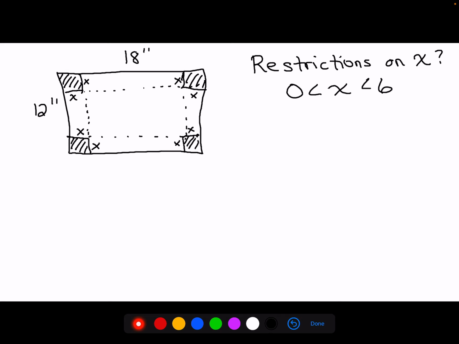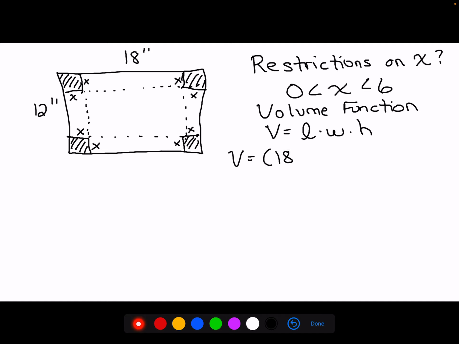And then next it wants you to think about a volume function, like what would be the volume of this box? Well, the volume of a box is length times width times height. So in our case, once we cut out those squares, the side that's 18 inches would be minus those 2 x's. The side that's 12 inches would be minus those 2 x's. And then the folded up sides would have a height of x.